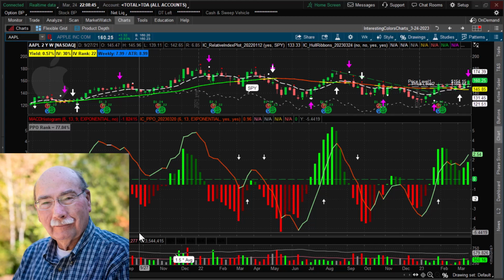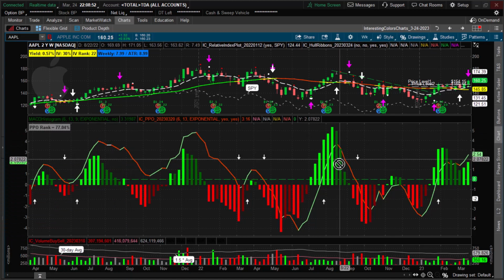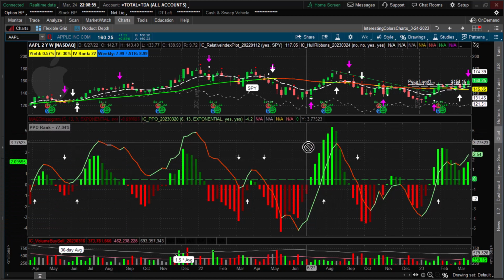Today I want to talk about the price percentage oscillator, or the PPO for short. I found the PPO to be very useful for spotting long-term trend changes that can be used for entry and exits into trends. The PPO is one of David Settle's favorite indicators.